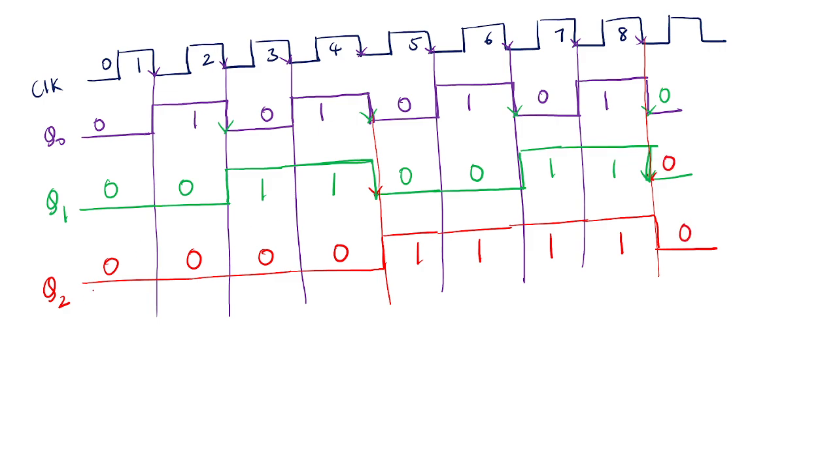See here, Q2 Q1 Q naught, no? This is the LSB of the flip-flops and this is the MSB. So 000 is 0, 001 is 1, 010 is 2, 011 is 3, 100 is 4, 101 is 5, 110 is 6, 111 is 7. Again it will come to 0. With the timing diagram it is also proved, no?